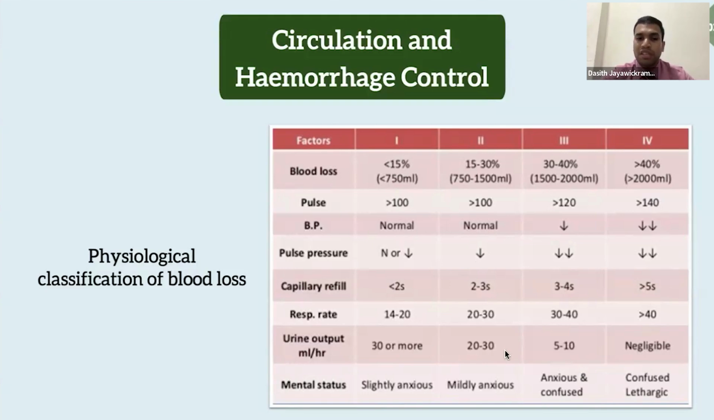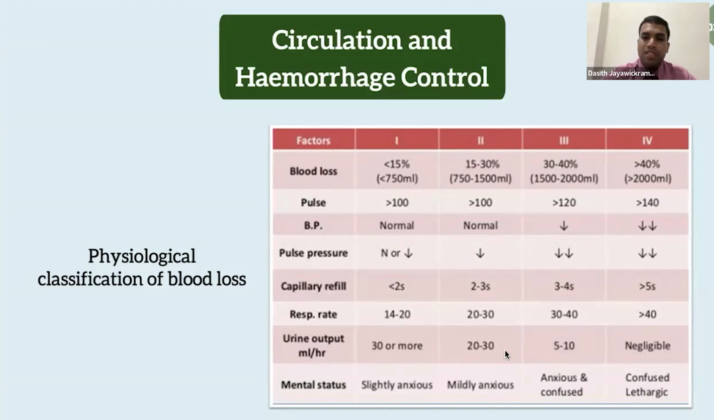So there will be significant tachycardia, and the systolic blood pressure would be very minimum and might be even unrecordable. Pulse pressure is very low, and basically no urine output because the kidneys have completely shut down, because there is no blood flow to the kidney now. Urine output is basically negligible and the patient is lethargic. There's very low blood supply to the brain and the brain can't function. So the patient is basically lethargic.